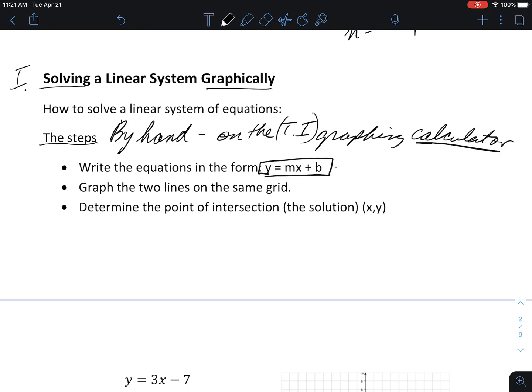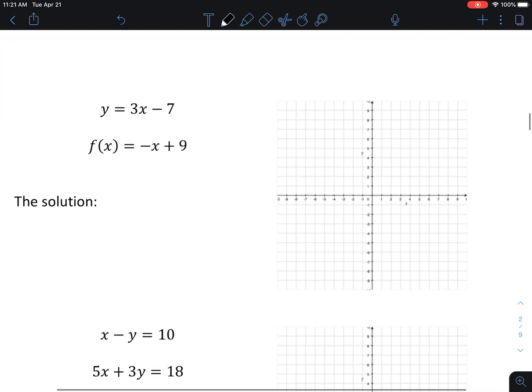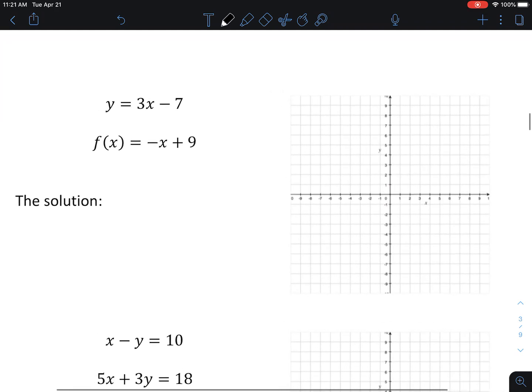The first thing that we want to do is write the equations in this form. That's important when we're doing it on the graphing calculator, but also when doing it by hand. Then I graph both lines on the same grid, and I'm looking for the point of intersection, which I call the solution. That is a point with a value for x and a value for y. Remember earlier, when we were verifying our answers, there were two numbers to check: one is x and one is y. All right, so let's do that.